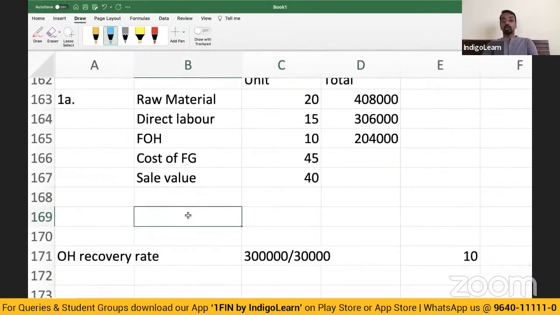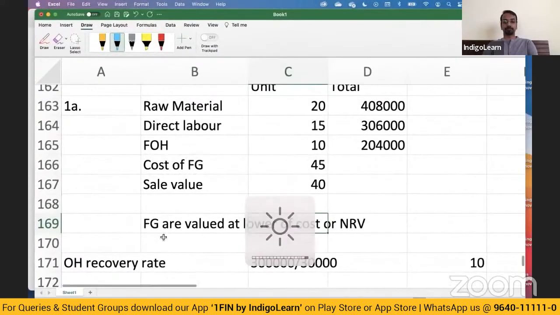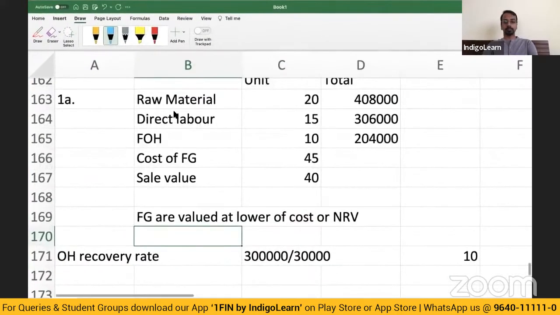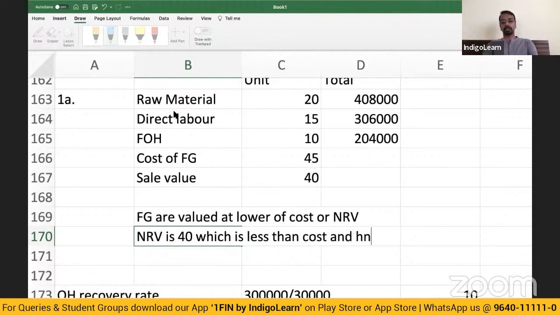So what do you value? How do you value finished goods? Finished goods are valued at lower of cost or net realizable value. In this case, NRV is 40, which is less than cost. Hence, finished goods will be valued at 40.